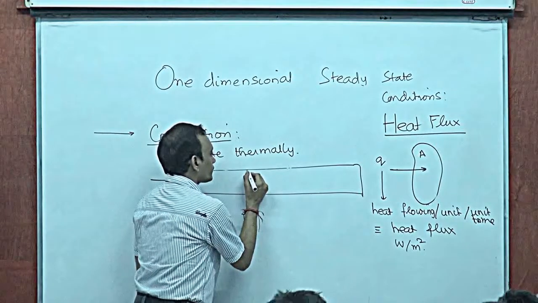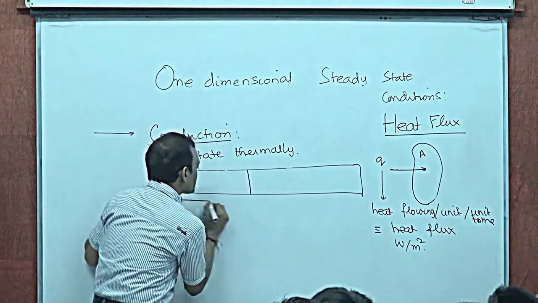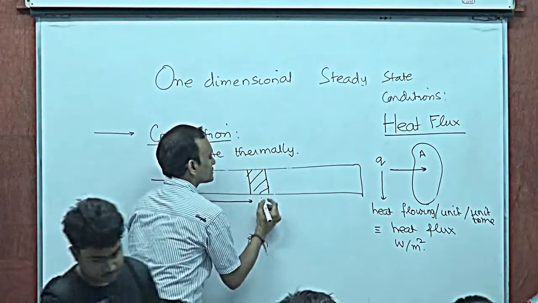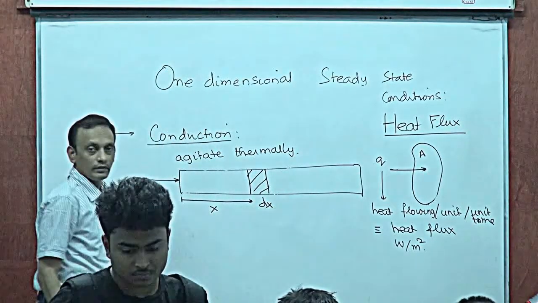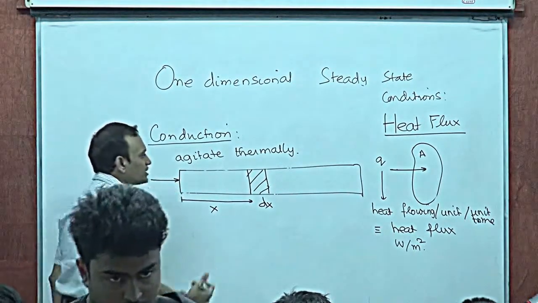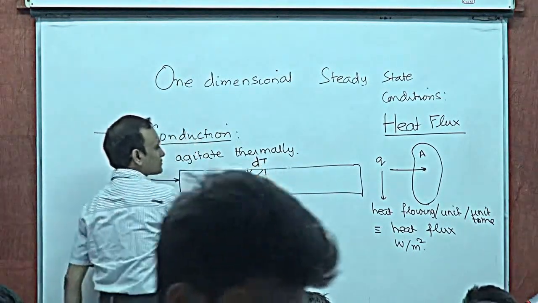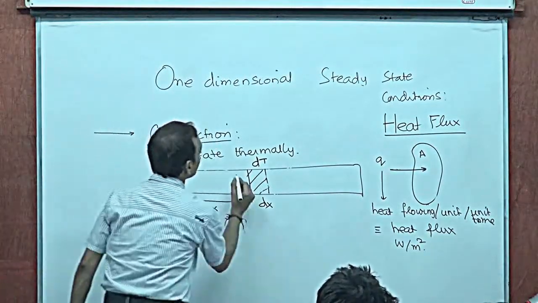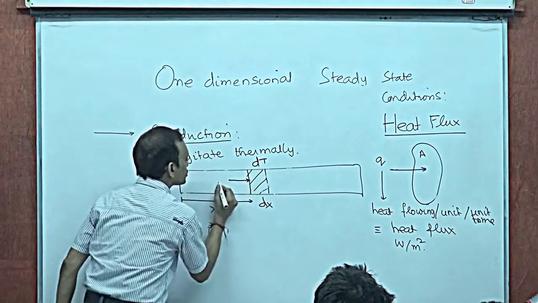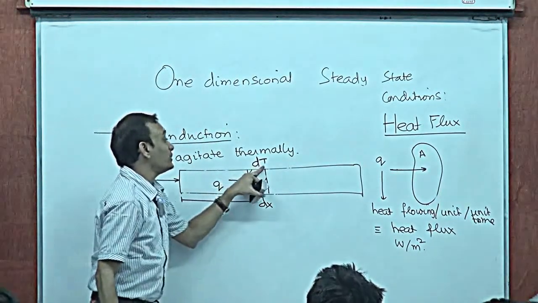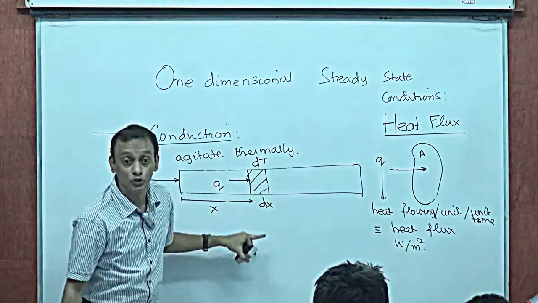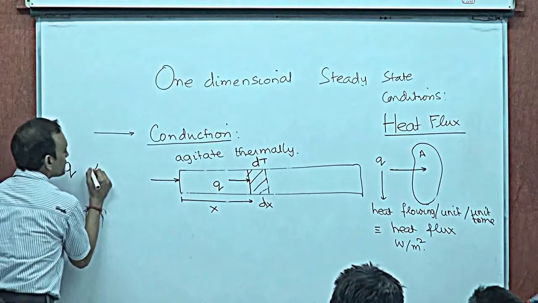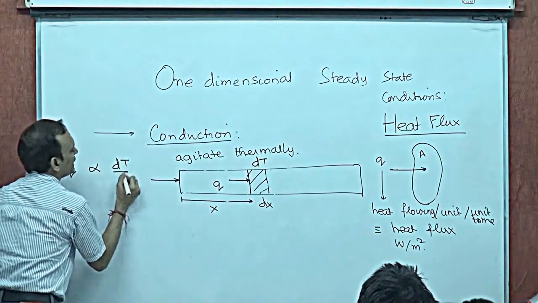Now, at a distance x from here, let's say I took a small cross section dx, and the temperature changed by an amount dT over dx. Then the heat flux associated with this cross section will be proportional to dT/dx. It's found that the heat flux flowing through this cross section is proportional to the temperature gradient at x.